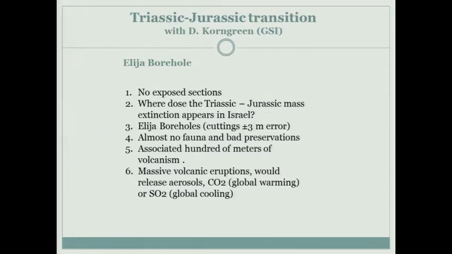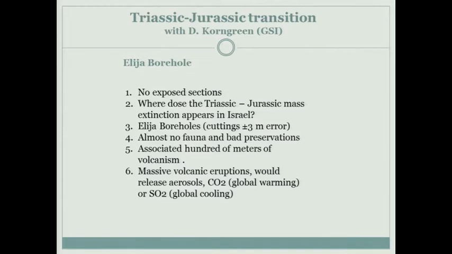So we don't know exactly where the Triassic-Jurassic mass extinction appeared in Israel. So we took one of the boreholes, we analyzed three. I'm going to show you only the Elija Borehole that was drilled into this transition, and it was believed that the transition itself is missing in Israel. Not that we don't see it, but it's also missing because of a big hiatus in the geological history of Israel. So we took the Elija Borehole, but we had a problem.